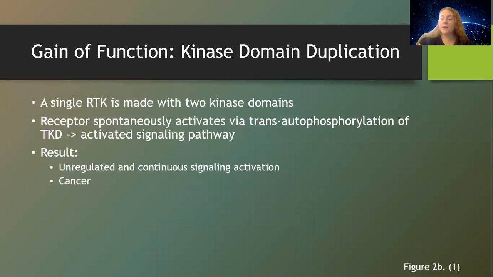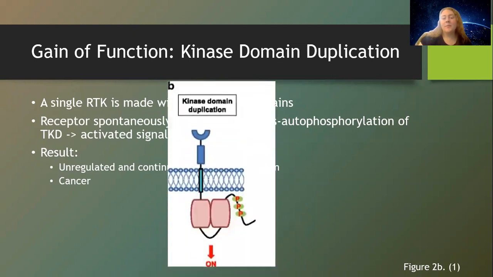The first aberrant activation pathway we're going to talk about is kinase domain duplication, which is a gain of function type of activation. It is when a single RTK is made with two tyrosine kinase domains. As you can see in this figure, kinase domain duplication literally means that there are two tyrosine kinase domains on a single receptor instead of one.